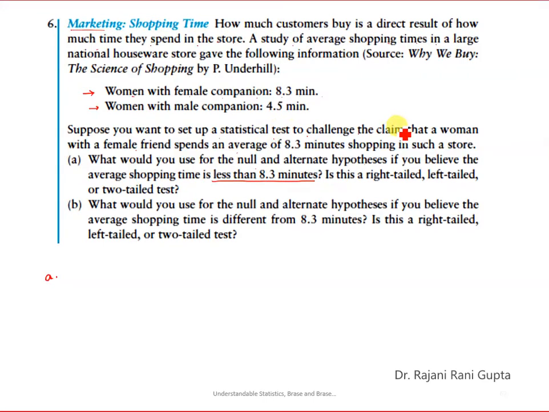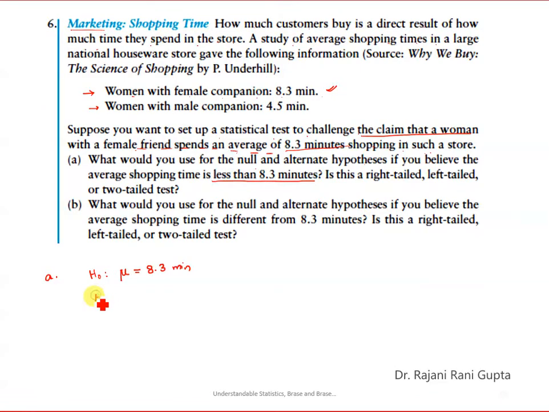Now what do we want to test? We want to test the claim that a woman with a female friend spends 8.3 minutes shopping in such a store. So we are concerned about this statement. So for the null hypothesis, first of all, we agree with the claim that a woman with a female friend spends an average of 8.3 minutes. So the null hypothesis will be mu is equal to 8.3 minutes.